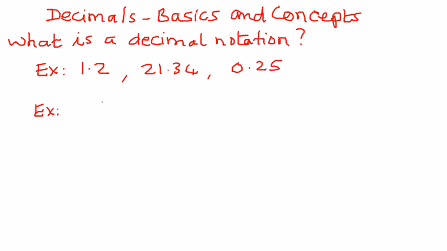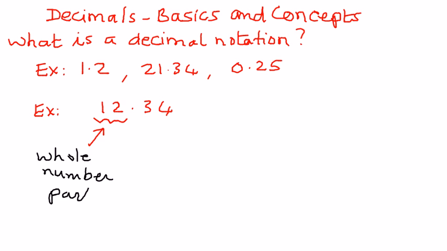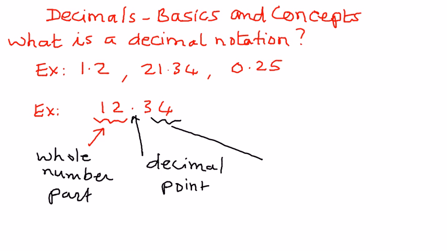Let's say I have a number 12.34. The first part here, let me write this. This first part here is the whole number part, and this point is called the decimal point, and the third one after the decimal point, that part is called the decimal place, the decimal part.